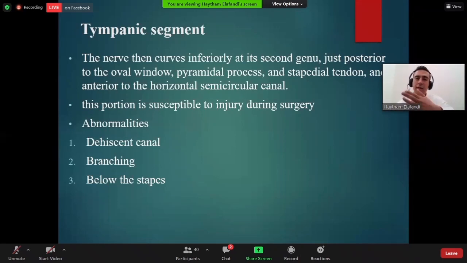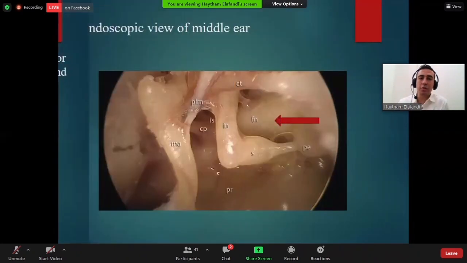You will find the facial nerve prolapsing all over the oval window. Most surgeons terminate the surgery and never continue because of fear of injury to the facial nerve. The facial nerve may also be branching, or it may even pass below the stapes. These abnormalities should be kept in mind during surgery because they may cause injury to the facial nerve and facial palsy.